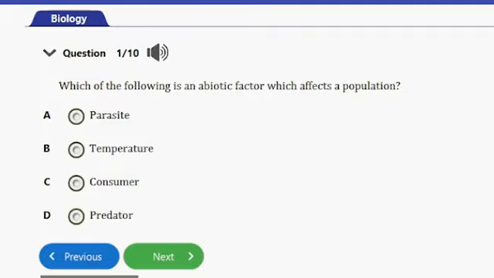It says, which of the following is an abiotic factor which affects a population? A. Parasite. B. Temperature. C. Consumer. D. Predator. So guys, the answer to this question is option B here, which is temperature. The only abiotic factor here is temperature. Actually, abiotic factors are the non-living components of the ecosystem. So that's it for this question.